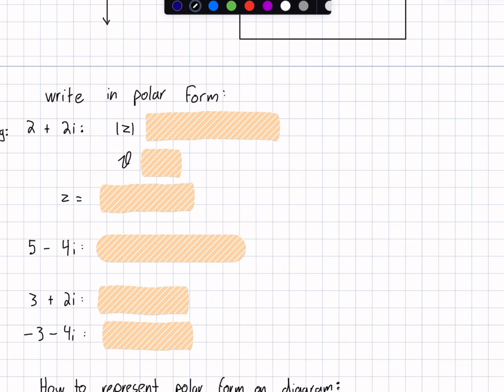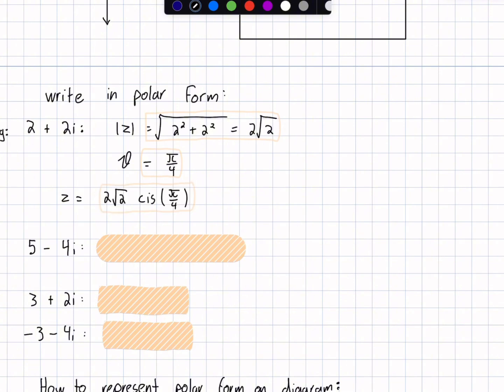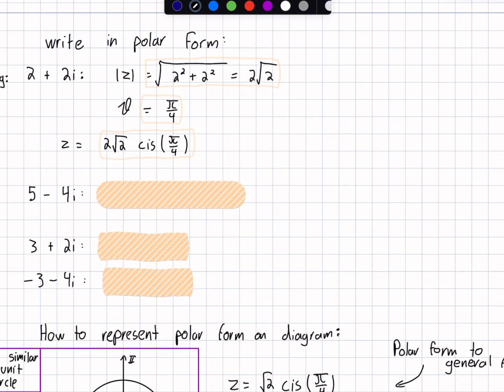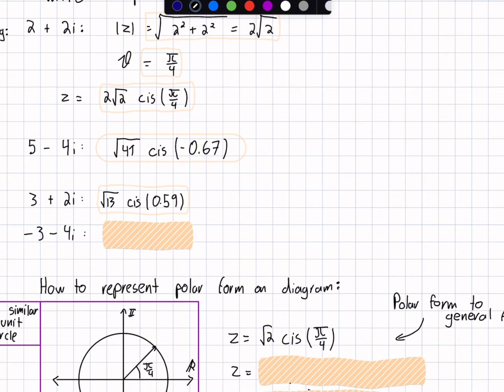Okay, 3, 2, 1. For our first number, we have 2 square root 2 cis pi over 4. For our second number, it's the square root of 41 cis of 0.67. For our third complex number, for our fourth complex number, we have this. Keep in mind that it is in radians.